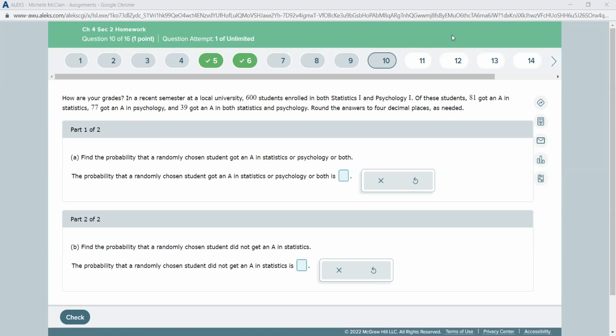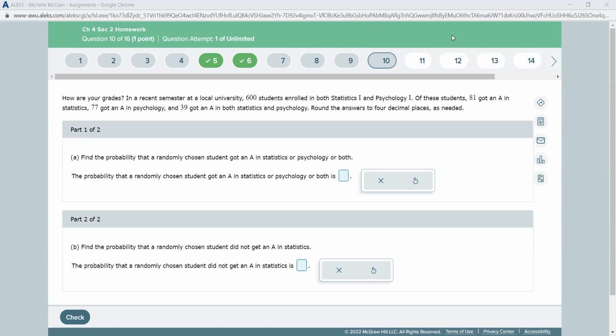Part A, find the probability that a randomly chosen student got an A in Statistics or Psychology or both. And part B, find the probability that a randomly chosen student did not get an A in Statistics. So for part A, we're going to work with the OR, which we do have a formula for when it comes to finding the probability of either this event or this event. So you can see we're finding getting an A in Statistics or in Psychology. And then part B, we're going to be focusing on the complement. How do I know it's complement? Because I see the word not.